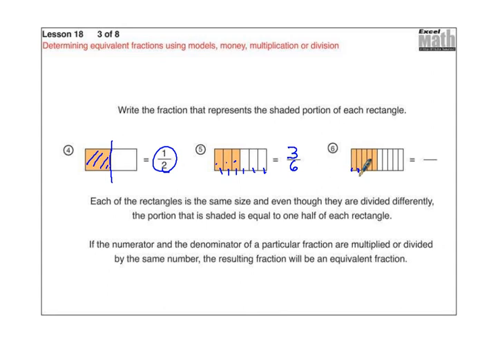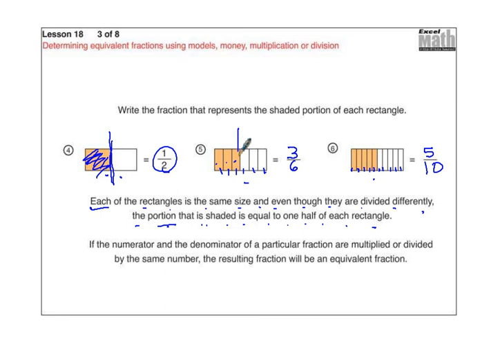All right, we have 1, 2, 3, 4, 5 shaded out of 6, 7, 8, 9, 10 altogether. 5 out of 10 being shaded. Let's read what this says down here. Each of the rectangles is the same size. This rectangle, this rectangle, this rectangle, they're all the same size. And even though they are divided differently, the portion, that means the part, that is shaded is equal to 1/2 of each rectangle. Notice on this one, split it in half, and this part's shaded.